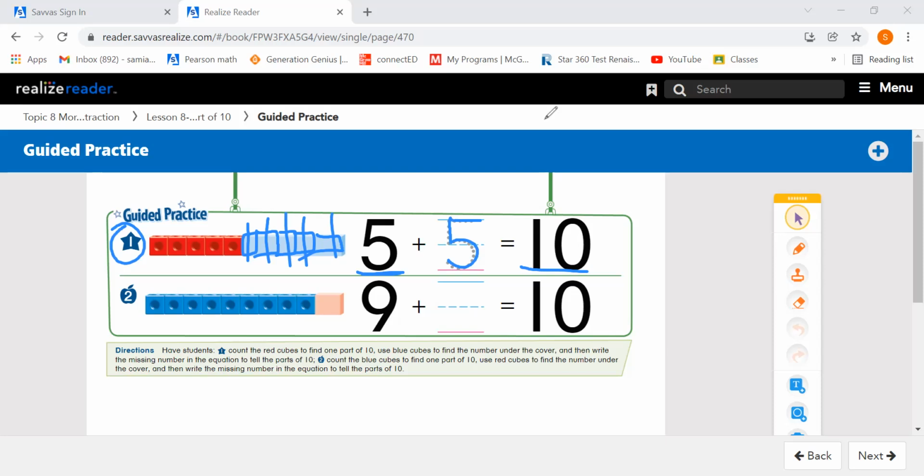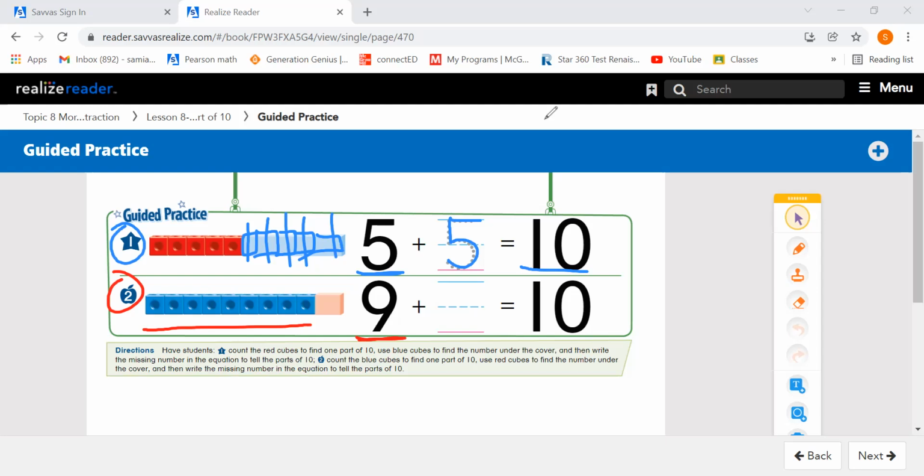Okay, now for number 2, we're going to count the blue cubes to find one part of 10 and use red cubes to find the number under the cover. And then we're going to write the missing number in the equation to tell the parts of 10. So if we look at our blue cubes, there are 9 blue cubes. We are going to determine how many red cubes we need in order to make 10.